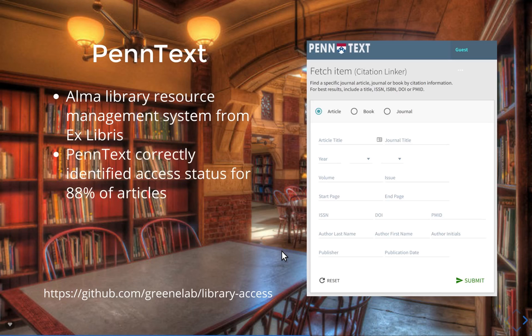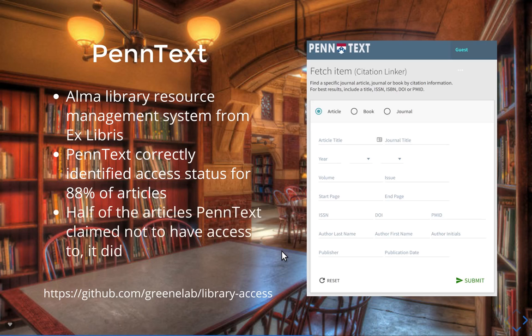But what we found was that it was only 88% accurate regarding whether Penn had access to articles. So if we manually looked whether its access call was correct, it was wrong 12% of the time. And that may not sound terrible, but for certain categories, it was wrong a lot. So half of the articles Penn Tech claimed not to have access to, it actually did. So Penn even doesn't know what it's subscribing to, essentially, in this automated system, which I think is another reflection of how complex this market has become and how it's had trouble transitioning into the digital age.